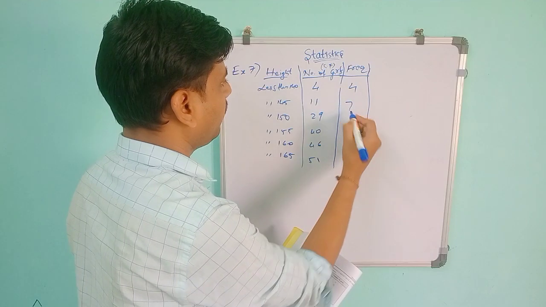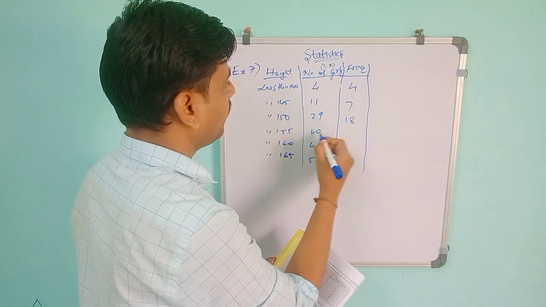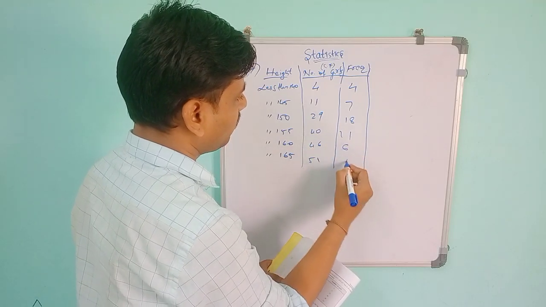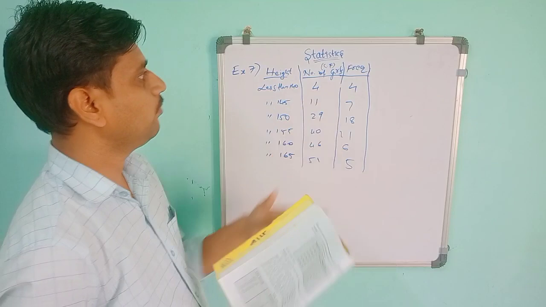4, 11 minus 4, 7. Then 29 minus 11 is 18. Then 40 minus 29 is 11. Then 46 minus 40 is 6. And 51 minus 46 is 5. So you got the frequency because they gave less than.